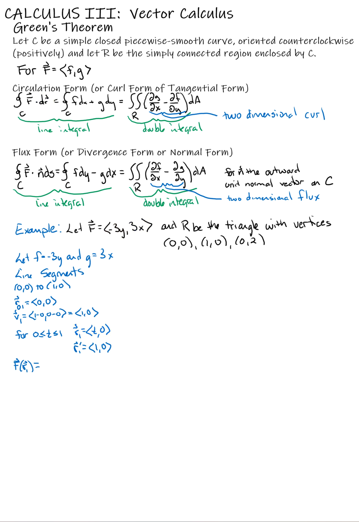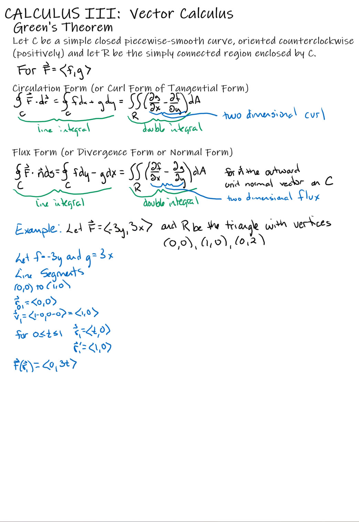What do we get there? Let's see, that would give us 0 for y. That's going to give us 0, 3t. All right, that's the first piece.